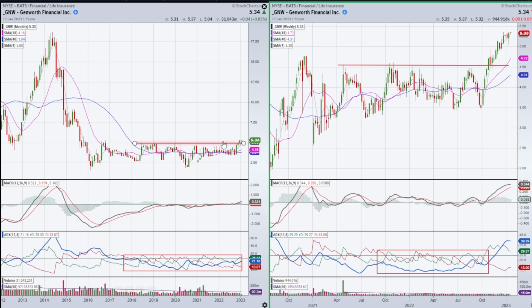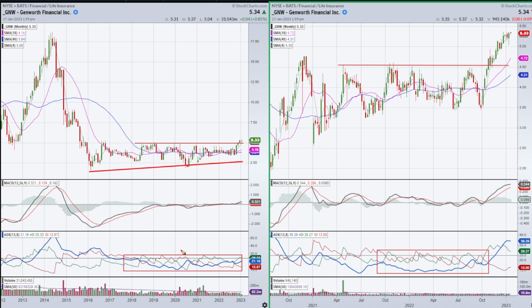Okay, the first stock I've got is Genworth, and I've got the monthly chart on the left and a weekly chart on the right. Now, the first pattern I'm trying to identify, and remember, I'm starting with price, so I want to make sure I have some form of a pattern in place. In this case, I would actually look at this as an ascending triangle, basically. You have a flat top where you keep banging your head on this 5 level, and you have somewhat of an ascending trend line underneath.